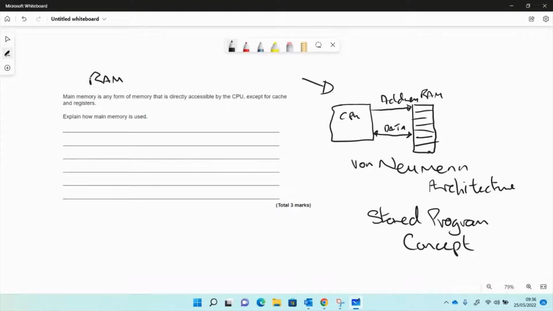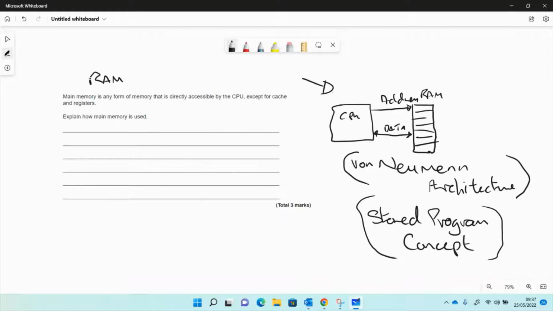So all of the programs and data are stored in RAM before they can be executed. So this is called the stored program concept. And this architecture with a shared data and address area is called the von Neumann architecture, which you've probably heard of. So how is that going to help us answer this question?